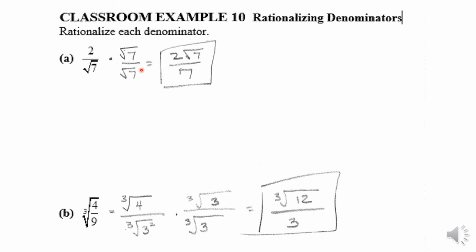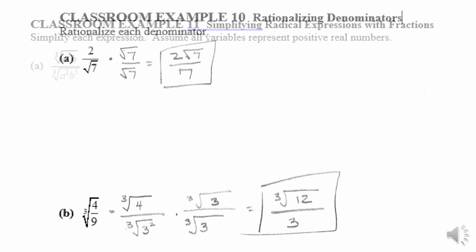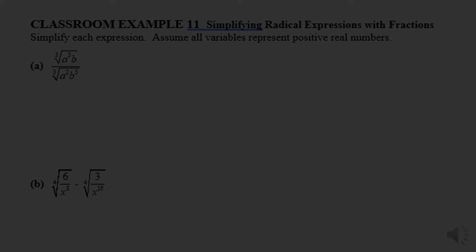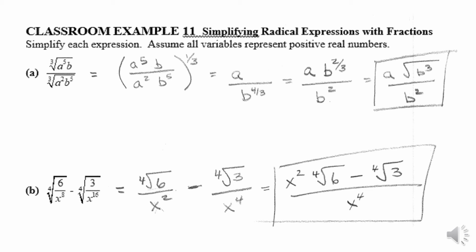Here you multiply by root 7 over root 7 and simplify. Down here you have the cube root of 3 squared. You would like it to be the cube root of 3 cubed to make it into a 3, so you multiply top and bottom by the cube root of 3 and simplify your answer. Another simplification, this time with fractions. And these are the answers that you should get.